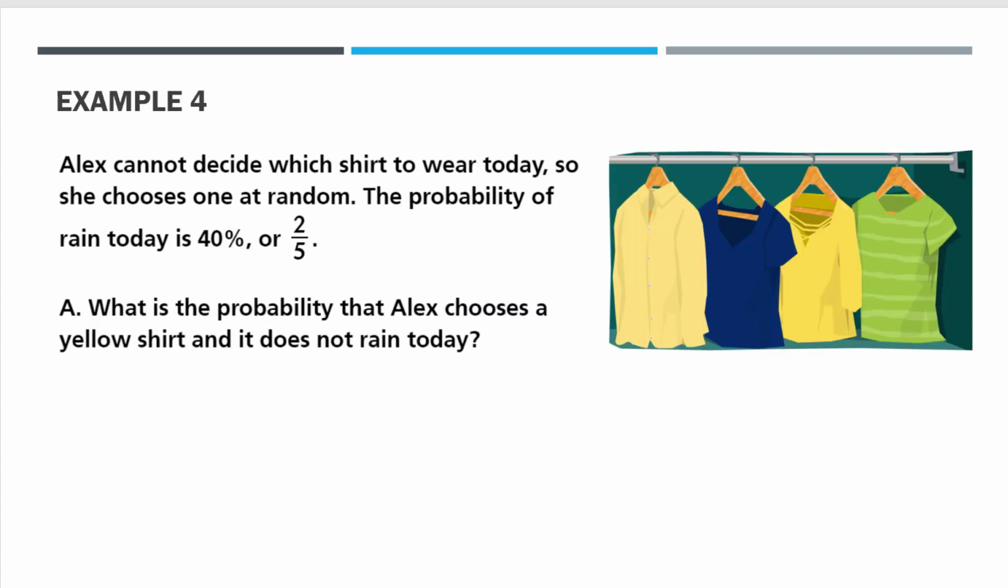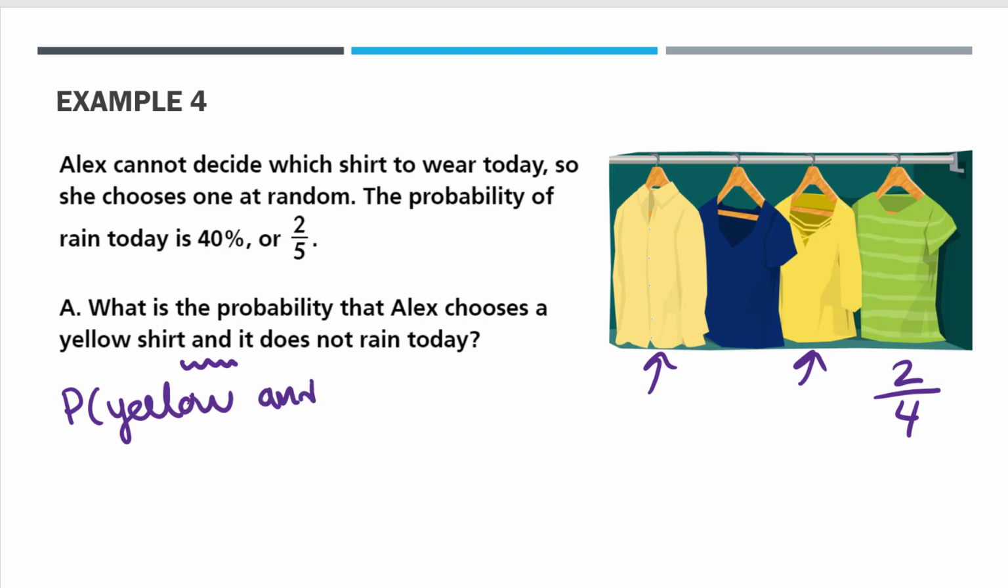Example 4. Alex cannot decide which shirt to wear today, so she chooses one at random. The probability of rain is 40% or 2/5. So we're talking about a shirt and we're talking about rain. What is the probability that Alex chooses a yellow shirt and, see that word and, it does not rain? So if we look at our closet here, we have 2 yellow shirts out of 4. So the probability of yellow and it does not rain.